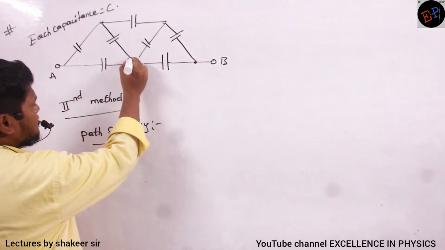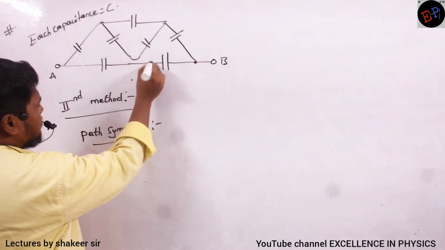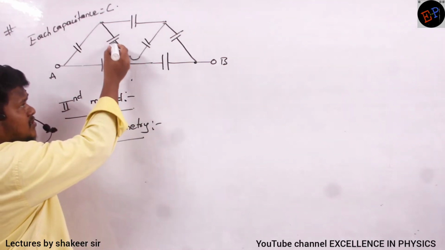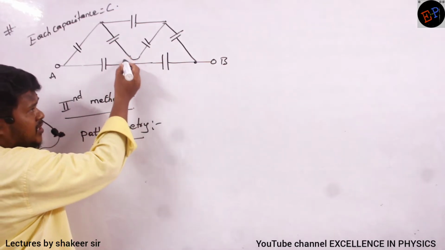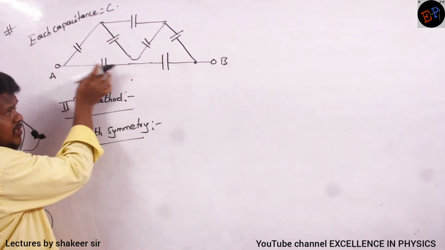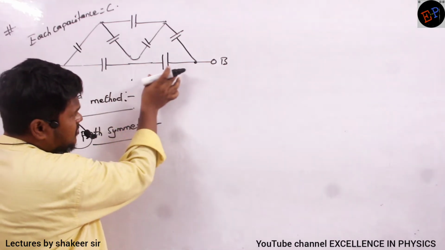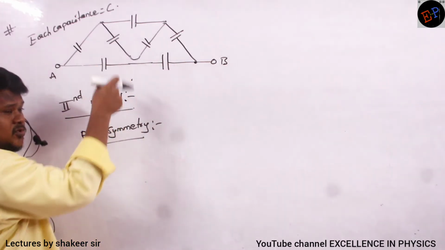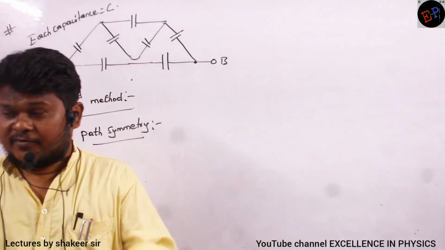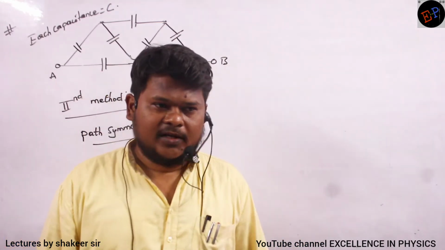So instead of drawing the circuit like this, I will draw the circuit like this. Are you able to understand? The reason is, whatever charge is flowing in this branch, same charge will flow in this branch also. Similarly, whatever charge is flowing in this branch, same charge will flow in this branch also. So whether you join them, whether you disconnect them, nothing is going to happen if there is a path symmetry. Are you able to understand, ma?